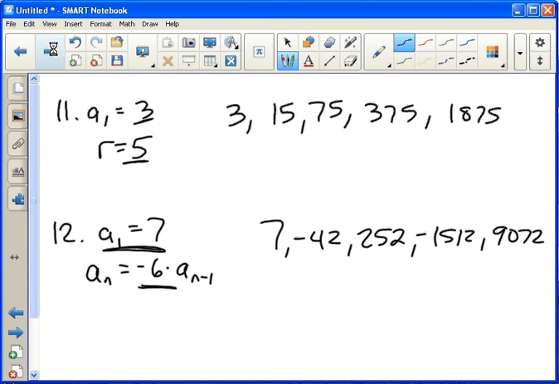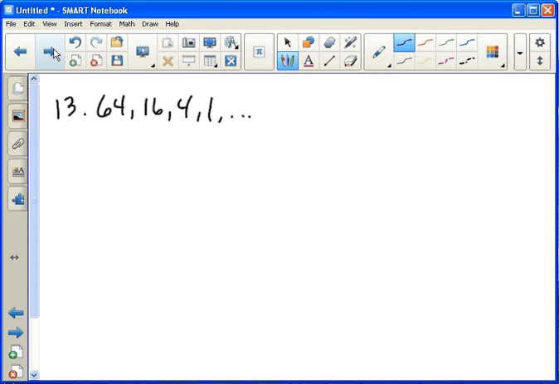In 13, it asks us to define the common ratio. So we're trying to figure out what is being multiplied. Well, the simplest way to do this is to just take one term and divide by the one before it. So 16 over 64 gives you 1/4. Another way you might think about it is you're dividing by 4 every time. So that's the same thing as multiplying by 1/4.